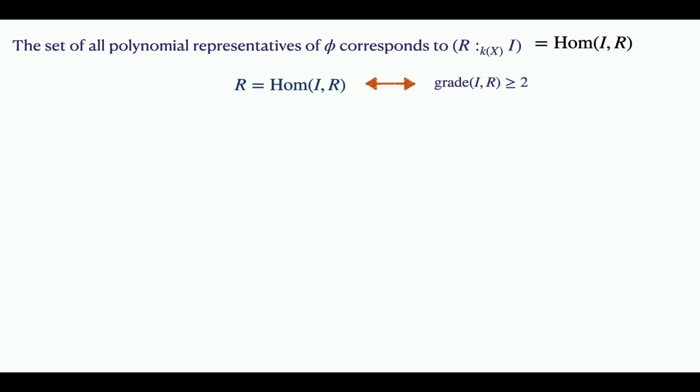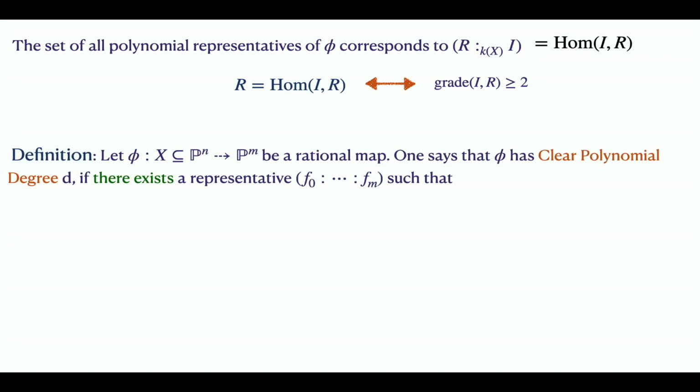And this would be exactly R if the grade of this ideal in the coordinate ring is at least 2, that is, if there is a regular sequence of length 2 inside I. So if you have a representative for a rational map which has a regular sequence of length 2, it is the unique polynomial representative, and any other one must be of higher degree. So we can now define the polynomial degree: we say that D is the polynomial degree of this rational map if there exists a representative with grade at least 2, and we define D to be the degree of this representative.